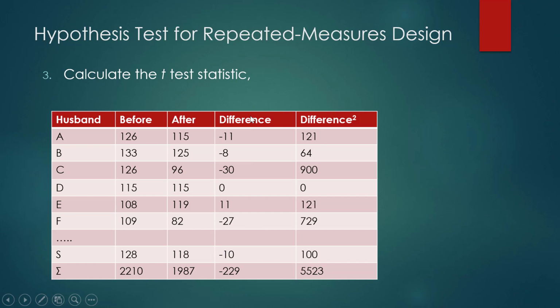I then have to square those values. So this is like my x score, right? This is my x squared. Again, remember these formulas are very similar to the one sample t-test, but we're using different scores instead. So I square negative 11, and I get a positive 121. I square negative 8, I get a positive 64, and so on and so forth. And then this is my sum of my difference squared. And this is my sum of my difference scores.